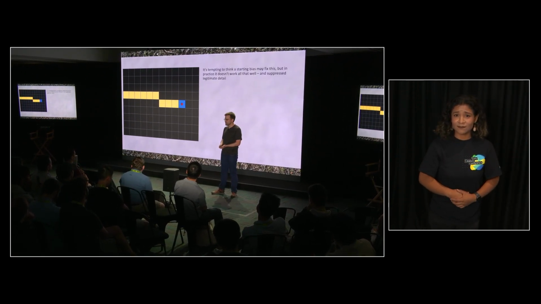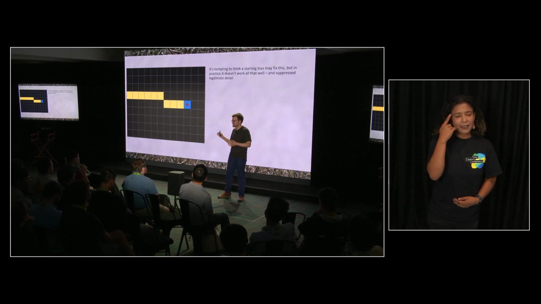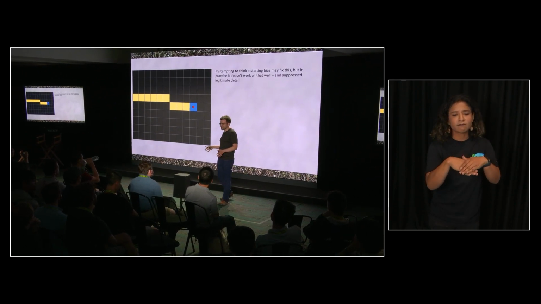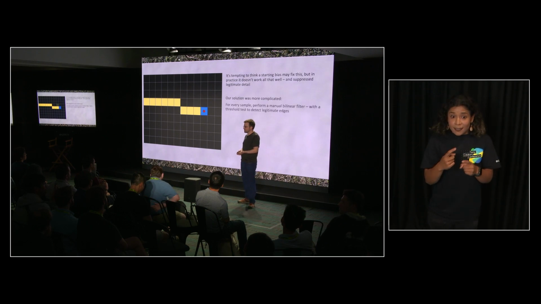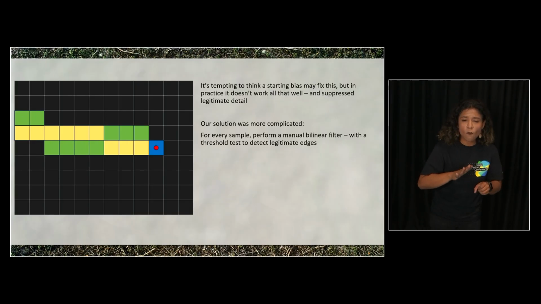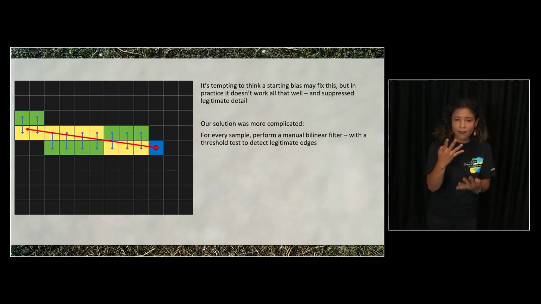So, intuitively you think, oh, we'll just put some biasing in, that will work. Kind of doesn't. You lose legitimate detail and you still don't fix the actual bad corner cases. So our solution, of course, was much more complicated. We performed a full manual bilinear filter with a custom edge detector to detect legitimate edges.